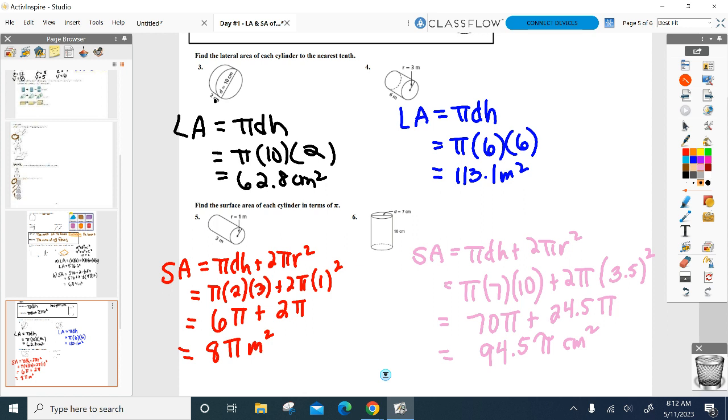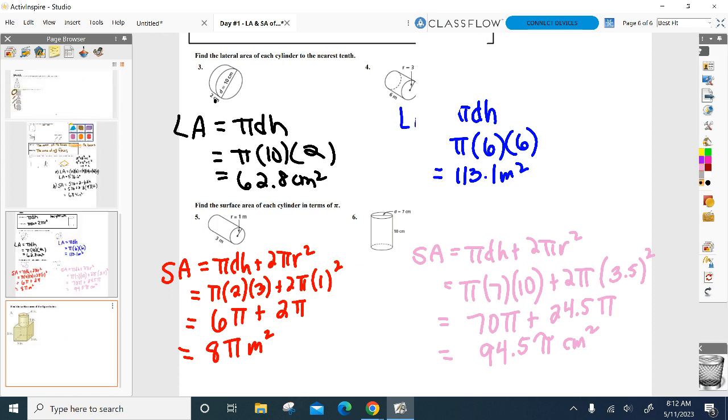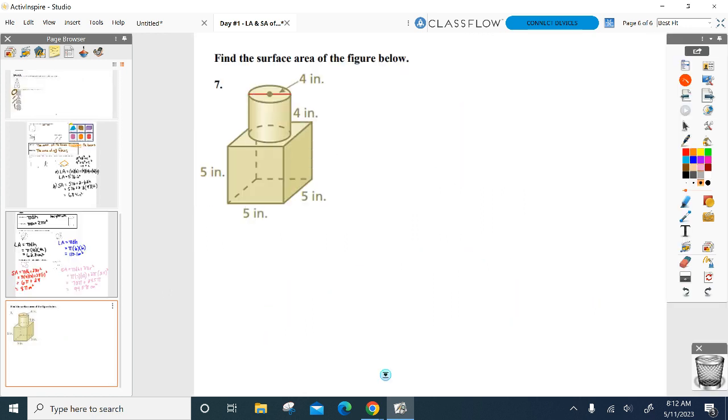Anything you want to ask before I end it with some fireworks? We're always going to end class this way with this type of problem coming up. Where I take whatever 2 figures we just learned about, put them together, and I ask you for the surface area.